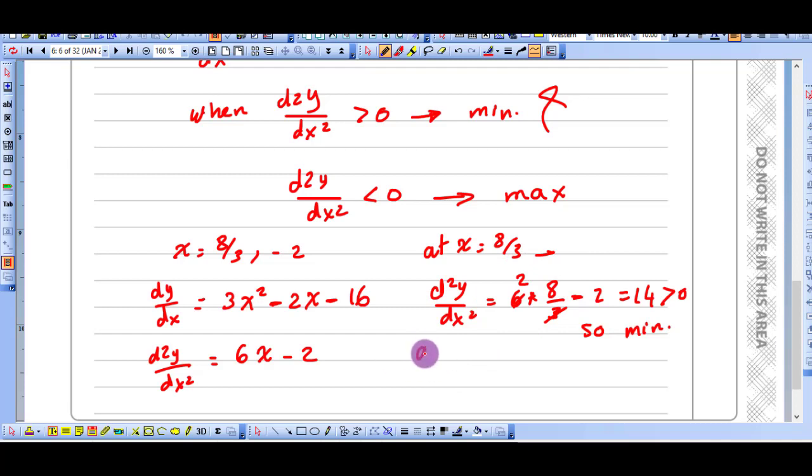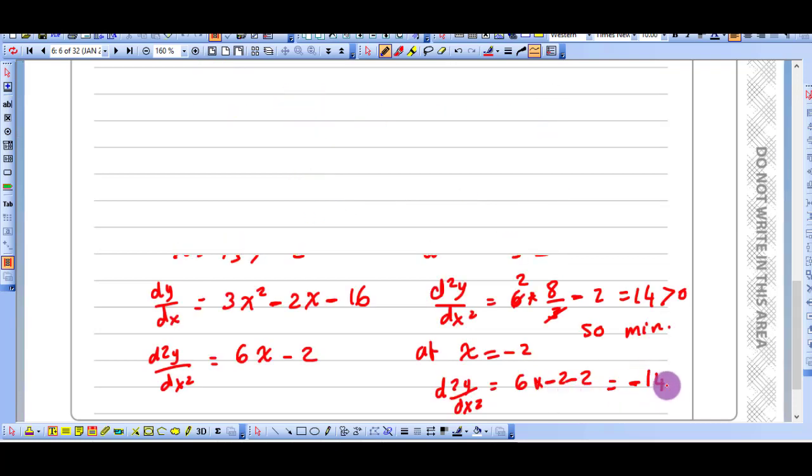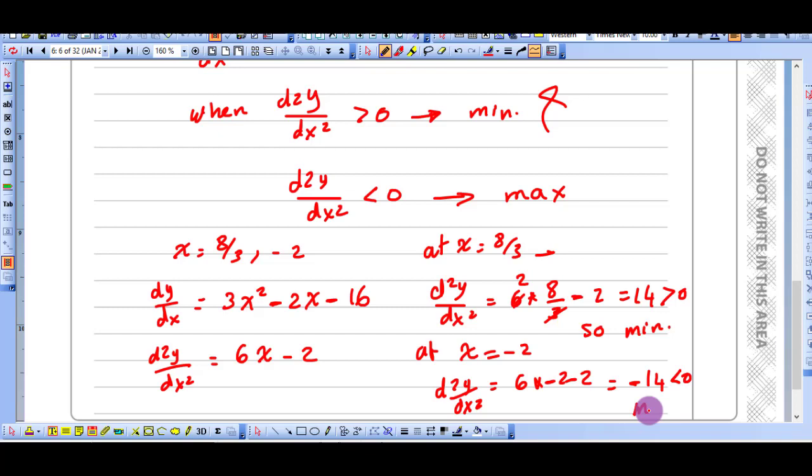Now at x equal to minus 2, d2y by dx squared is equal to 6 multiplied by minus 2, so it's equal to minus 14. Less than 0, so maximum point, maximum turning point. Okay, for this answer you will take 3 over 3 for this question. Okay, let us go ahead.